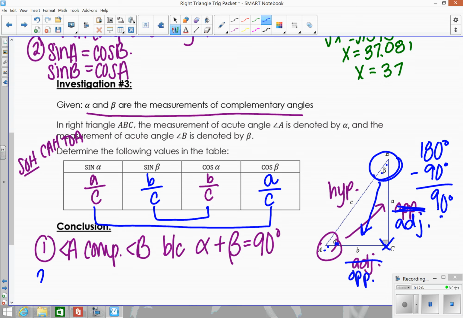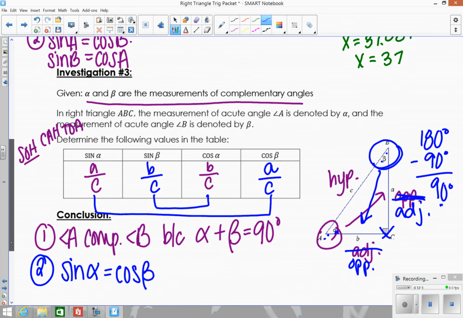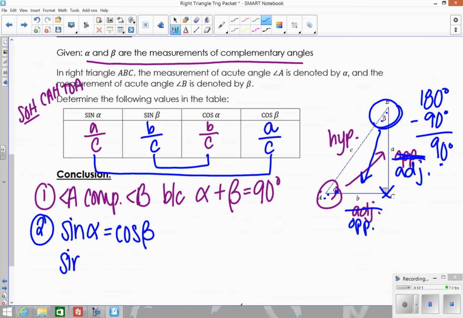Conclusion number 2, that sine of alpha, in this case, equals cosine of that other acute angle, and sine of beta will always equal cosine of alpha. So basically, the sine and cosine of complementary angles will always be equal. So that's a theorem, and basically, we just looked at 3 different ways to kind of show it.